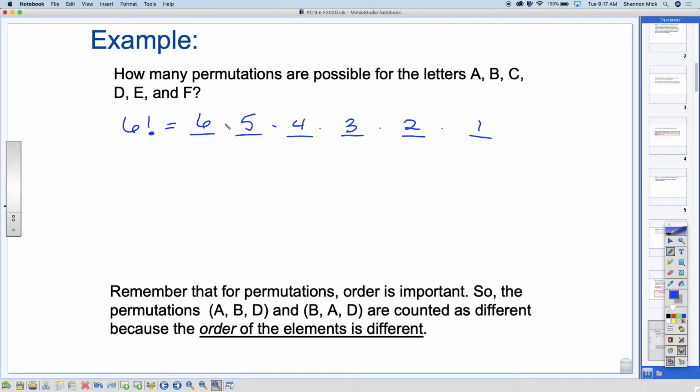Okay, but remember, with a permutation, order matters. So ABB and BAB are counted as different, right? If order didn't matter, just grouping, are those different? No. Okay, so you get the difference between the two.